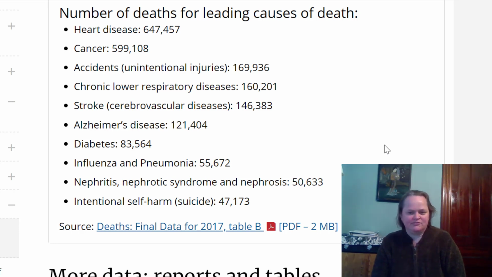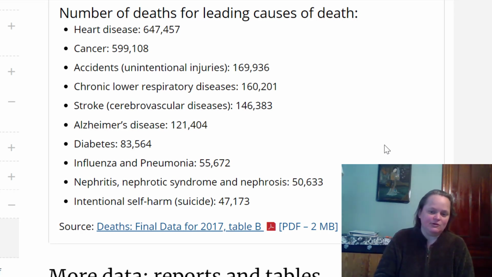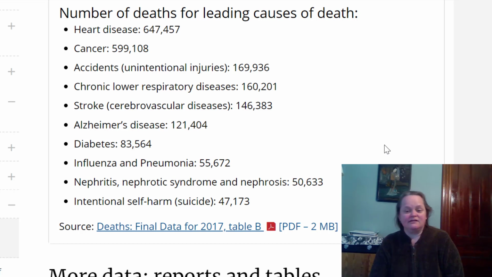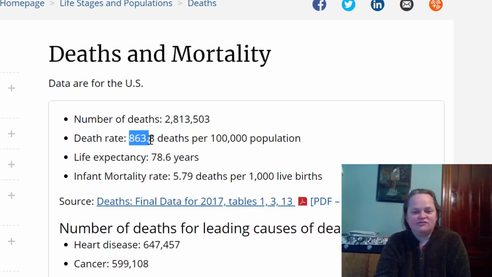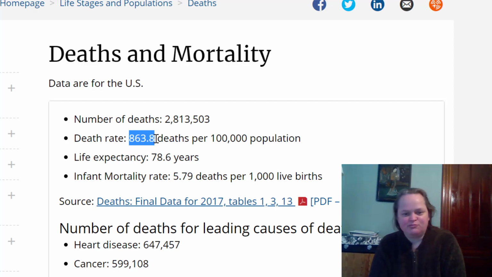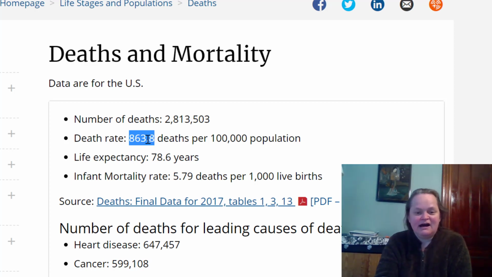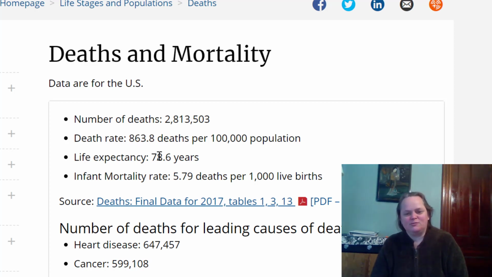Then we have kidney problems, so that's the nephritis, nephrotic syndrome, and nephrosis. So that's about 51,000, and then the last one, death by suicide, again, is about 50,000, 47,000, and that also tends to be younger folks. So we've got some numbers to work with here. If you want a rate, and they have the rate up here, 863.8 deaths per 100,000 population. If you want this in percentage terms, that's about 0.9% of the population in 2017 in the United States died.